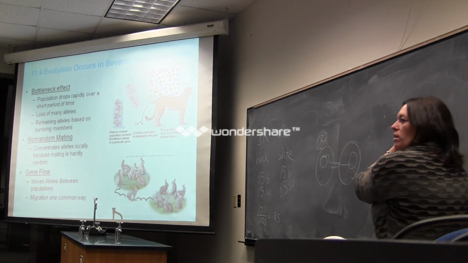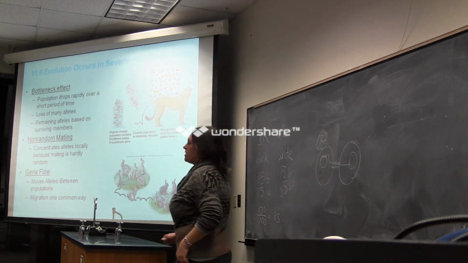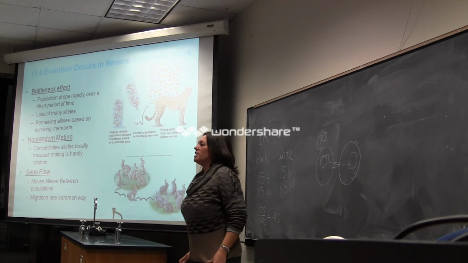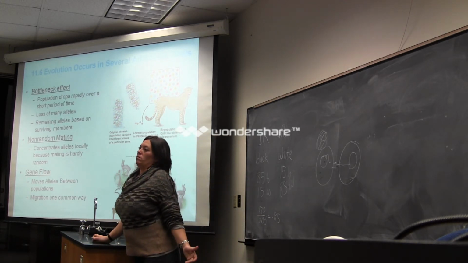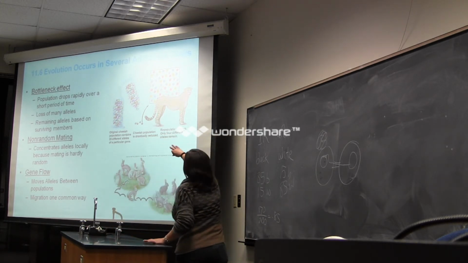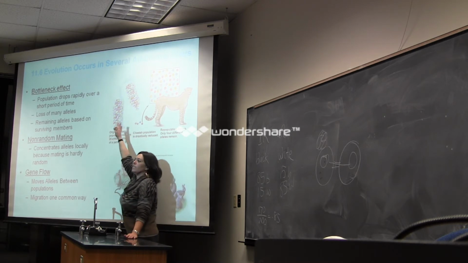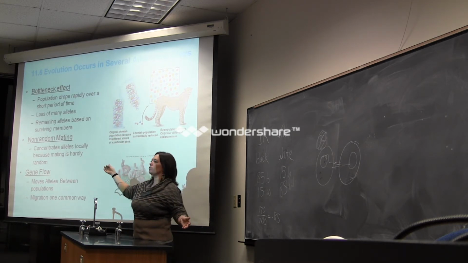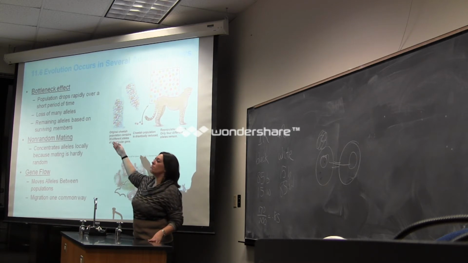All right, so another thing that can affect evolution is what's called the bottleneck effect. This is kind of relevant to the dinosaur talks, right? So before, we had all these dinosaurs and they had all these different alleles, and then came this huge ice age that knocked all the dinosaurs out. And only a couple of them might have survived.